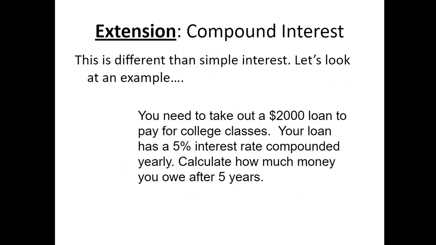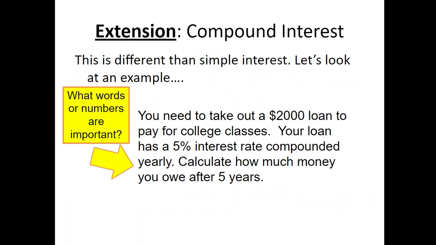So there's just this other little thing called compound interest. It's different because if you read this problem, $2,000 loan, that would be your principal, 5% interest, which you convert to a decimal. Oh, compounded yearly. We never used that word before. And then the years. How do we do this? The loan amount is important, the interest rate, compounding yearly, 5 years.